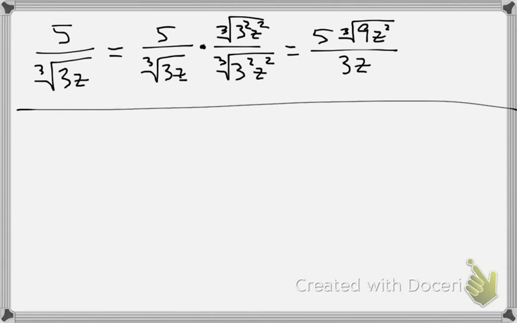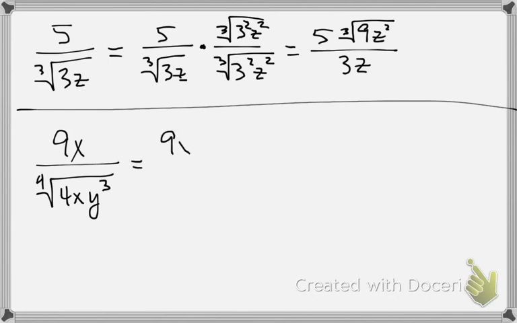All right, what if we do 9x divided by the 4th root of 4xy cubed? And again, I'm rationalizing the denominator. So I've got 9x over the 4th root of 2 squared xy cubed. You guys agree? All right, well, what do I need to get rid of a 4th root? 4th powers, right? So I'm going to multiply by a 4th root. How many more 2's do I need? 2. I need 2 more 2's.